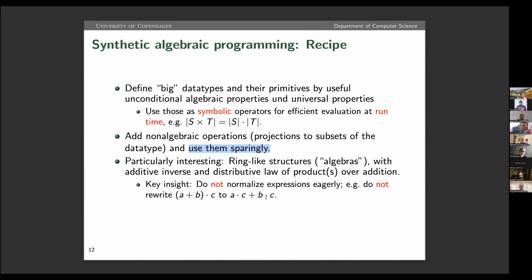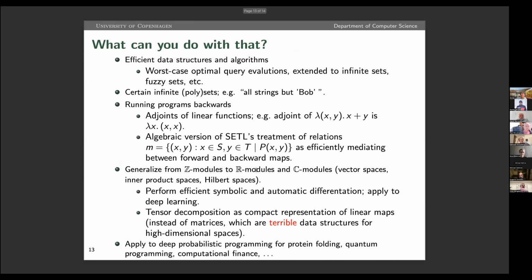Particularly interesting are these ring-like structures. What you can do with them, and this is actually the last slide, is build efficient data structures and algorithms. We have worst-case optimal query evaluation, even for these famous, very hard to treat cyclic queries.